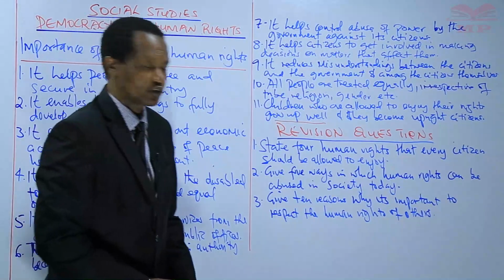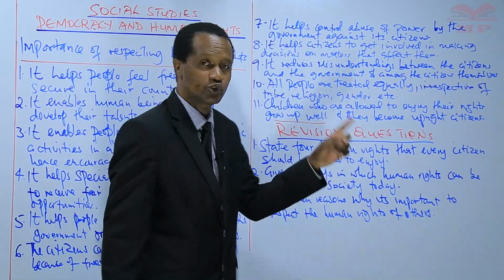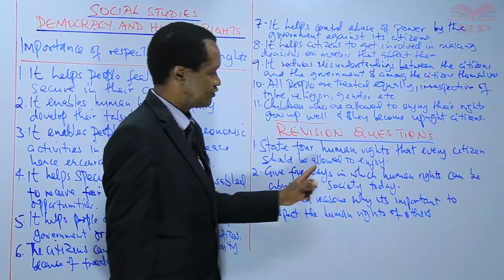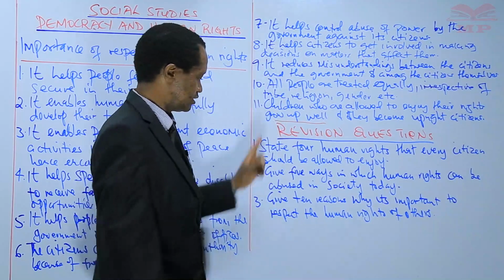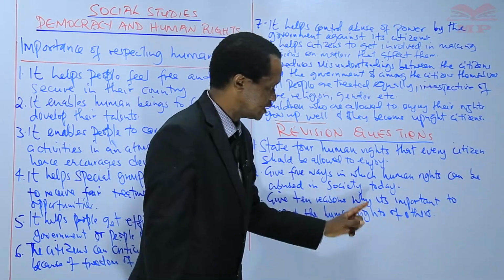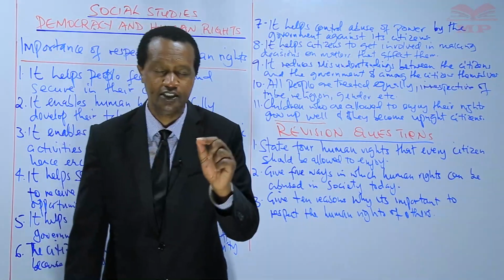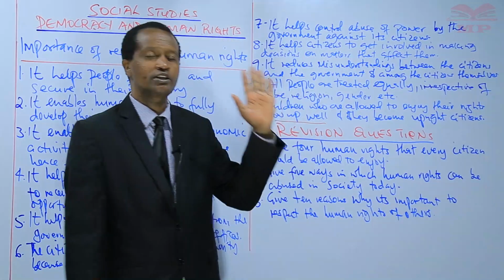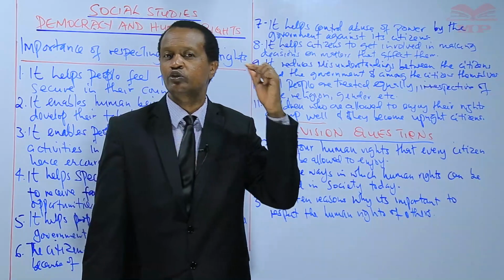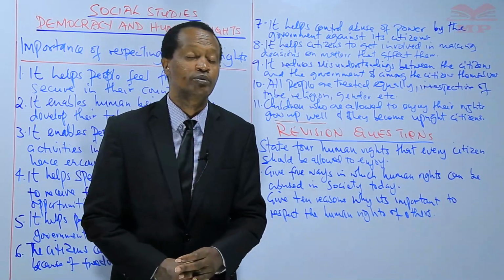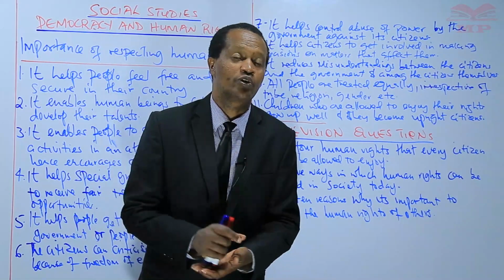I have 3 questions for you. Number 1, state four human rights that every citizen should be allowed to enjoy. Number 2, give 5 ways in which human rights can be abused in society today. Number 3, give 10 reasons why it's important to respect the human rights of others. Learners, when answering these 3 questions, please ensure that your exercise book is closed. Try and retrieve what you have learned from your memory. Only go back to the notes to check if your answers are correct.